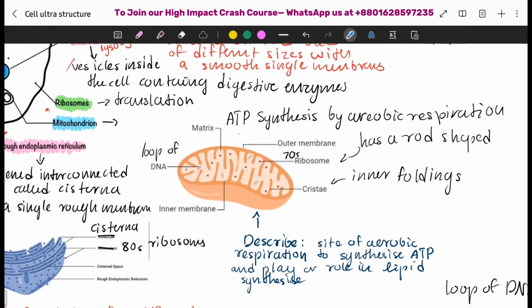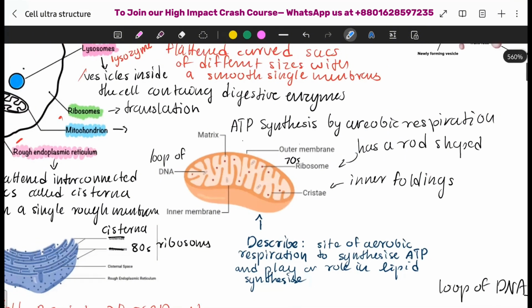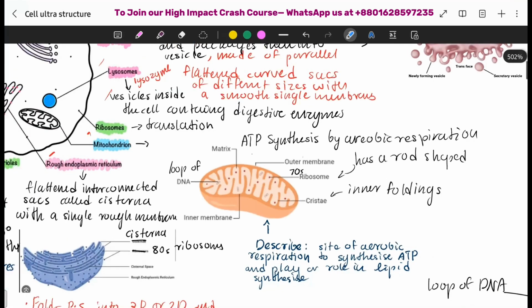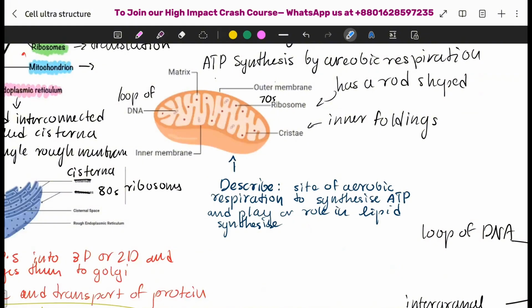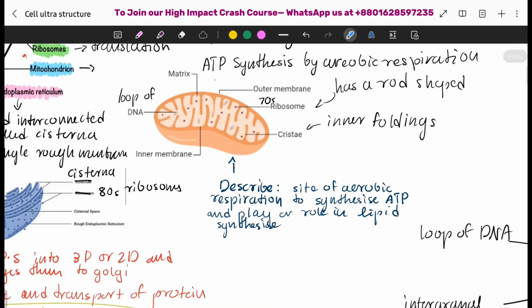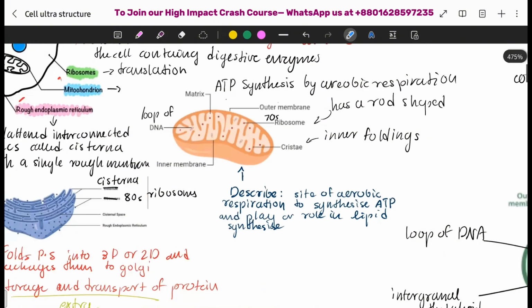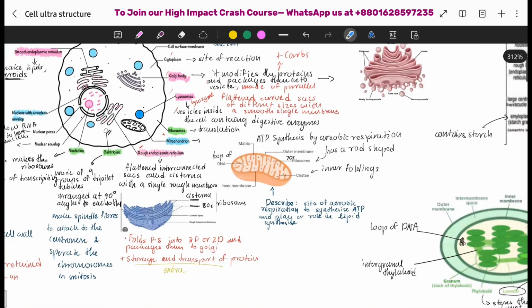And mitochondria has a rod shape. And yeah, that's all. I should describe the site of, so mitochondria, we know it's a site of aerobic respiration. It synthesizes ATP, and it has a role in lipid synthesis also. So it synthesizes lipid, it synthesizes ATP, and it's a site of aerobic respiration. So that's it for mitochondria. So those are the two double membrane bound organelles.